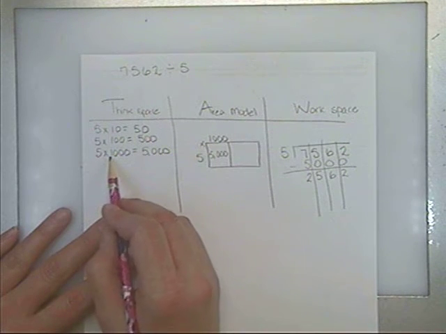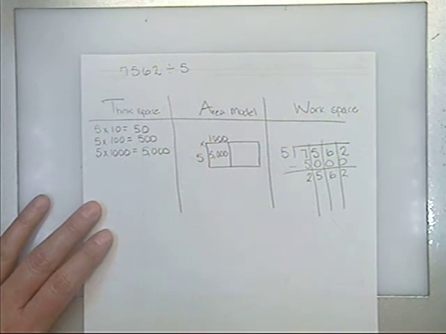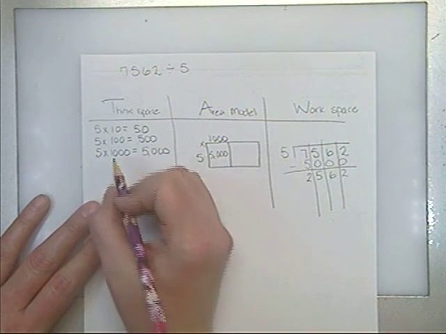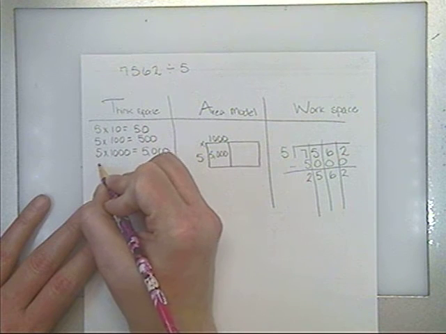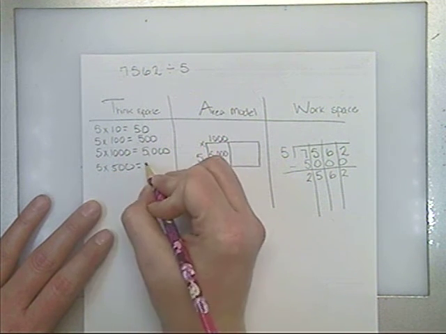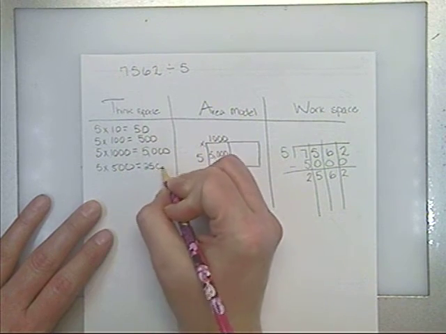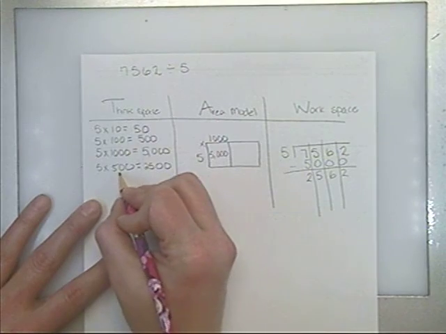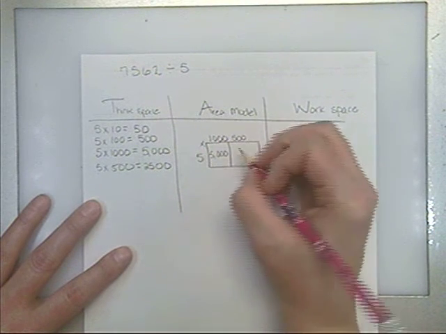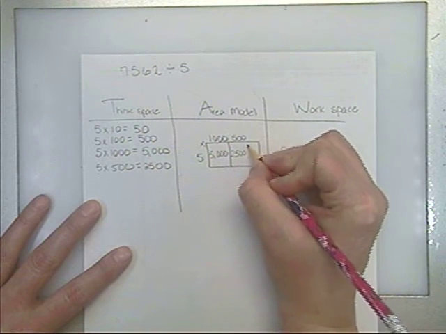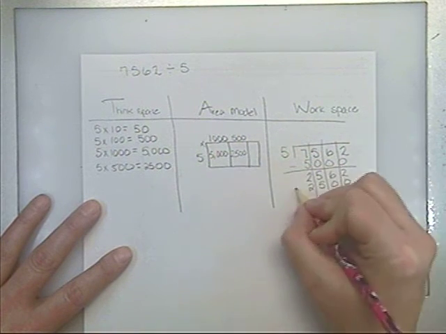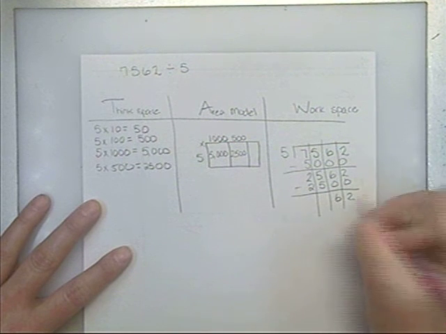We know that 1,000 is too much, and instead of wasting time trying to get as close as we can, let's just cut 1,000 in half and see if that works. So half of 1,000 is 500, so let's do 5 times 500. 5 times 5 is 25, and then we add the 2 zeros. That works. So we take the 500 and put it on top of the area model. 500 times 5 is 2,500. We've still got some left here. As you can see, we have 62 left over.